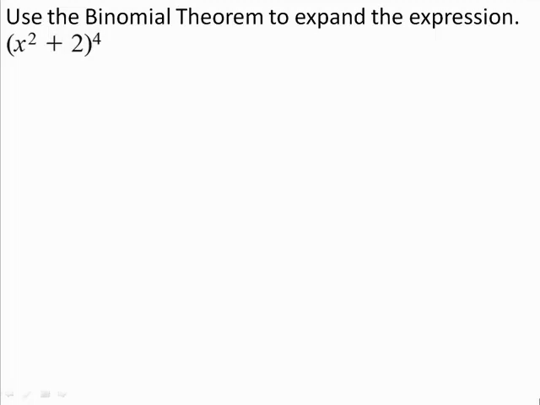Use the binomial theorem to expand the expression (x squared + 2) to the 4th power. Start by finding the 4th row of Pascal's triangle. The 4th row is 1, 4, 6, 4, 1. The expansion is as follows.